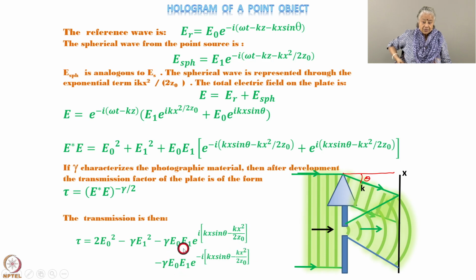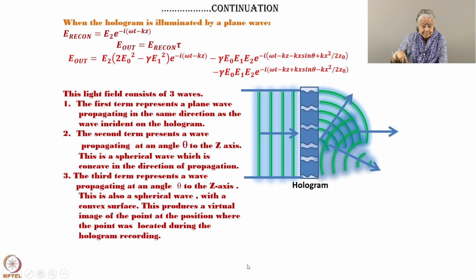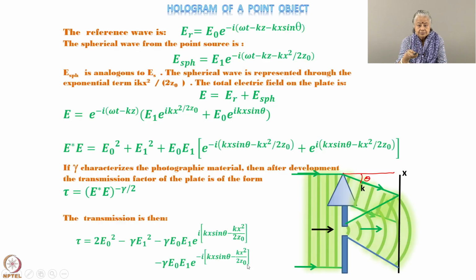That means, at the end of the transmission, I have to multiply it with the reconstruction wave. So, this is the transmission, and this is exactly what is recorded on my plate. It looks as though the recording is such that it has encoded the spherical part of this wave front onto my hologram.